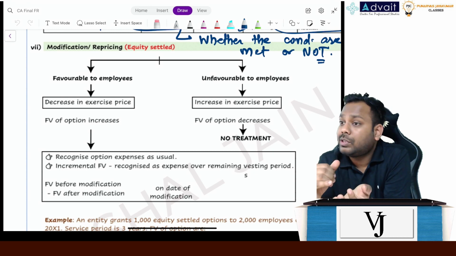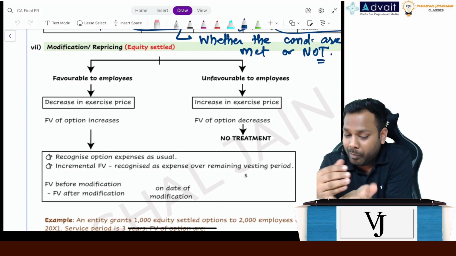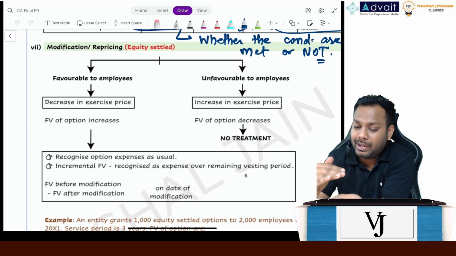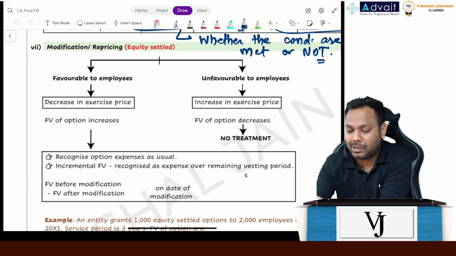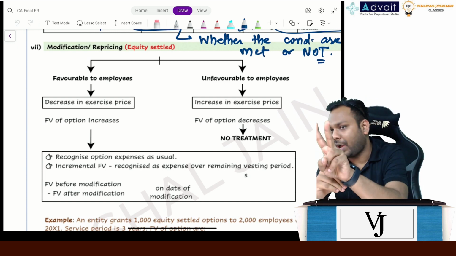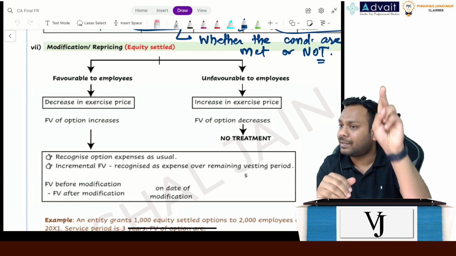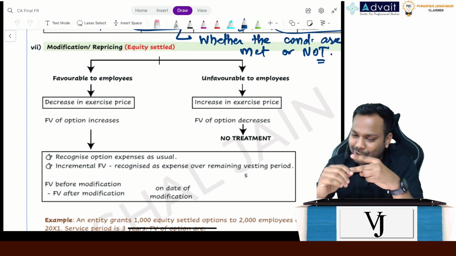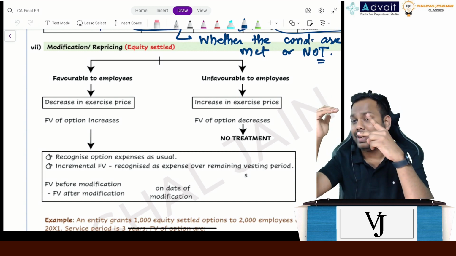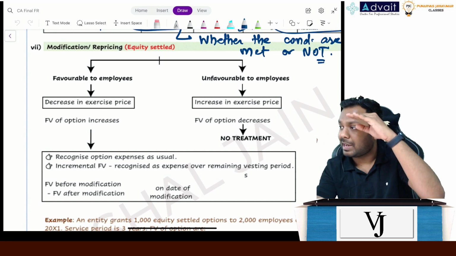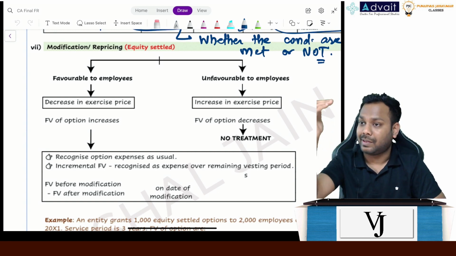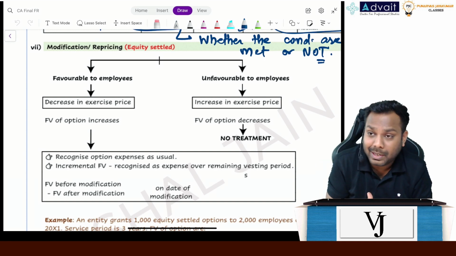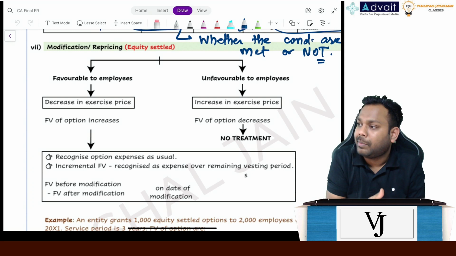But the company also knows this fact. So what will the company do to make the options more attractive? The company decreases the exercise price, because the fair value of an option depends upon two factors: the market price of the share and the exercise price. Market price cannot be controlled, but exercise price can be controlled. So if I have to increase the fair value, the company decreases the exercise price. Once the exercise price decreases, the fair value increases, and again the option becomes attractive, right? So this is a strategy by the company to attract and retain the employees.